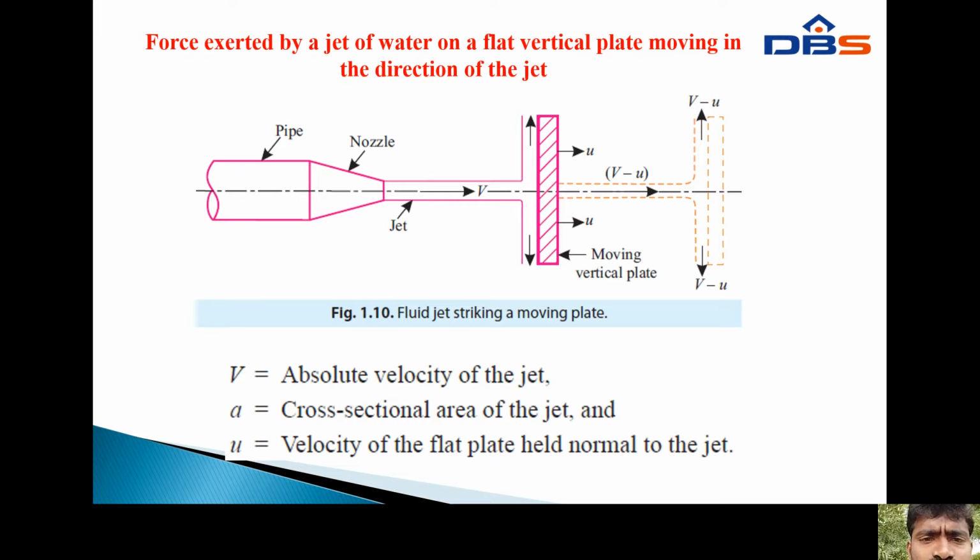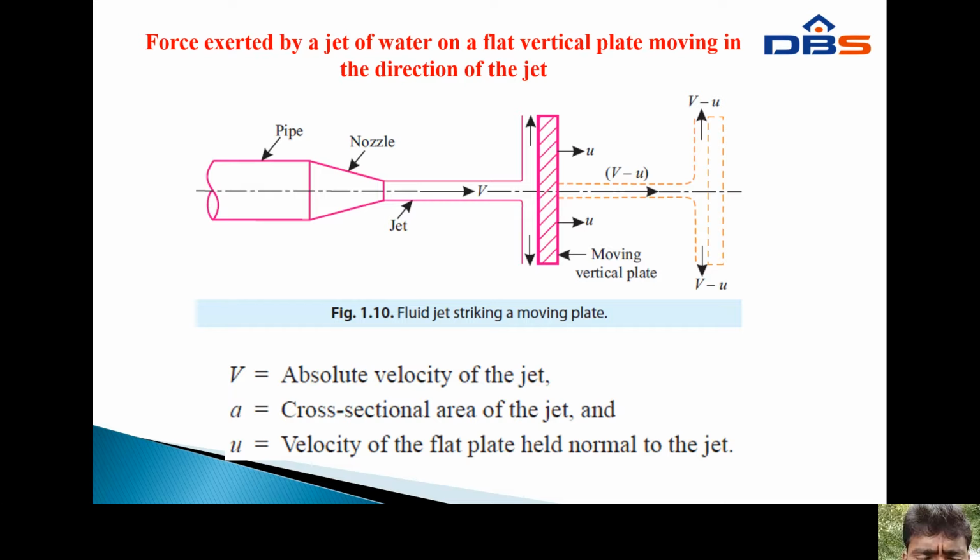First, the pipe has diameter capital D and the nozzle is connected with one end of the pipe. Nozzle diameter is small d. Jet velocity is V. The plate is moving in the same direction with some velocity U. Now the relative velocity equals V minus U, where V is the jet velocity and U is the plate velocity.